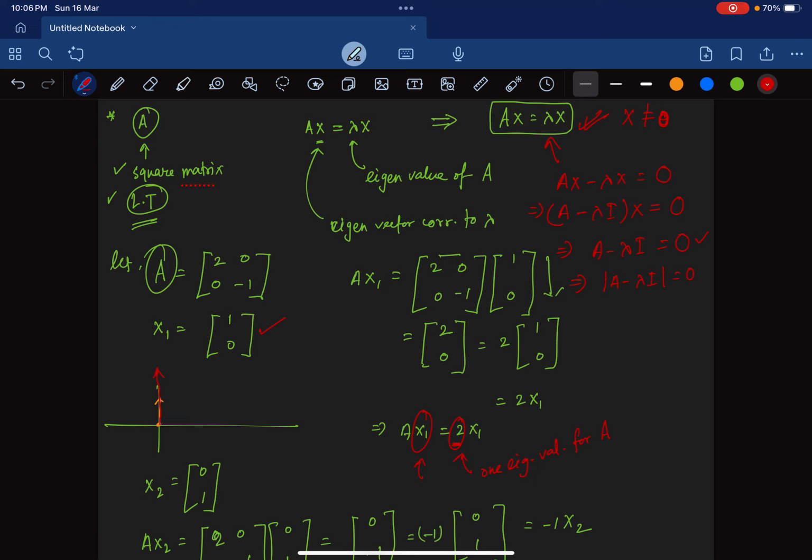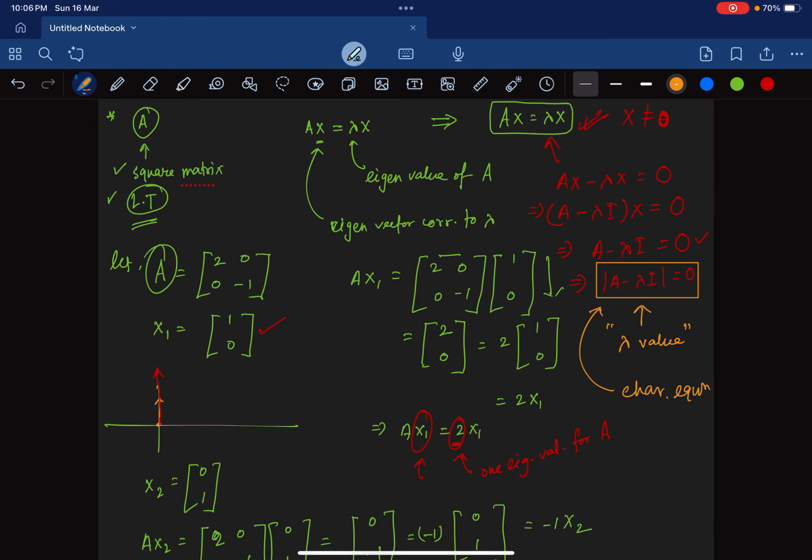Now just see, up to this it was a matrix equation. This last form is nothing but a proper equation which involves lambda. So if you solve this equation, you will get the values of lambda. This equation is known as the characteristic equation.